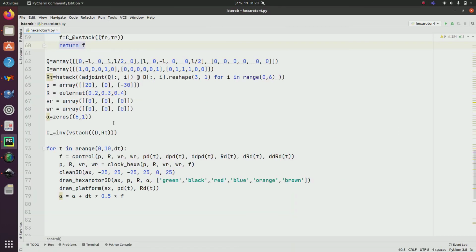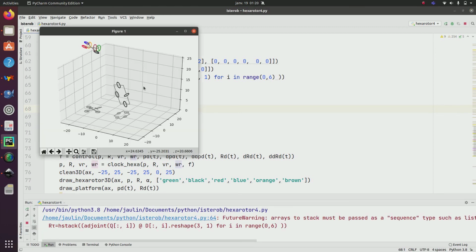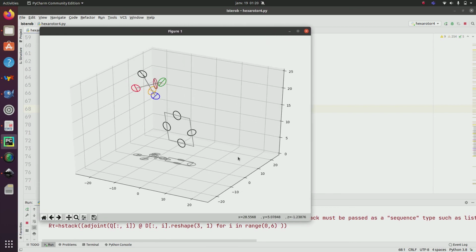I switch to Python and I will run the program. I see here the platform, and the quadrotor will reach the platform. Maybe there are collisions, but I do not take them into account. But we can see that there is an exponential convergence of the hexarotor to the platform.